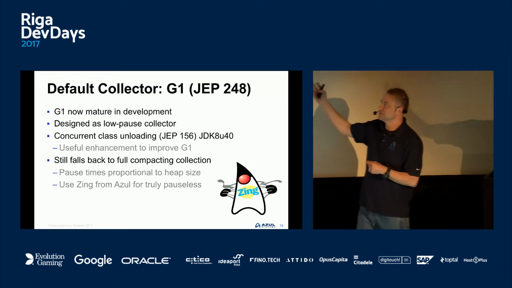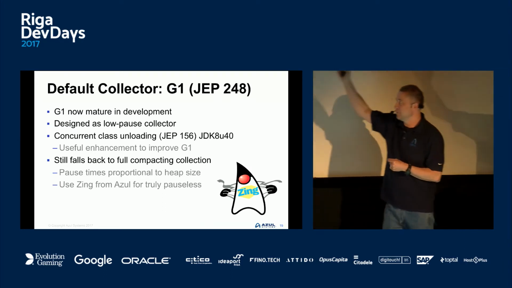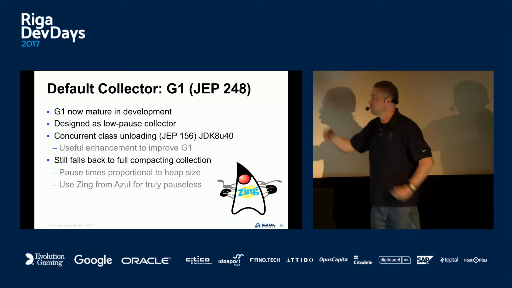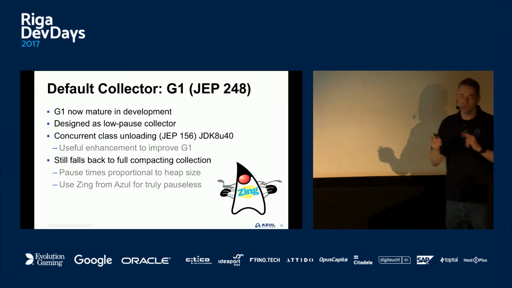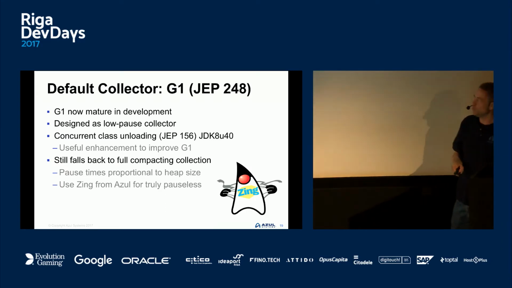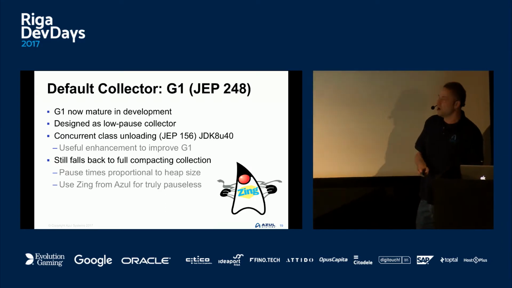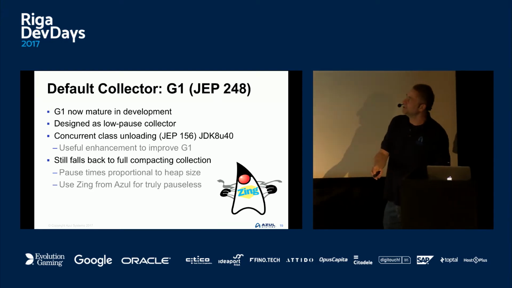In fact, everybody does that except for us at Azul. So this is my one marketing slide here, because we have a Zing JVM which uses a pauseless garbage collector. So if you really do want low overhead in terms of your garbage collector, Zing is the thing to look at.